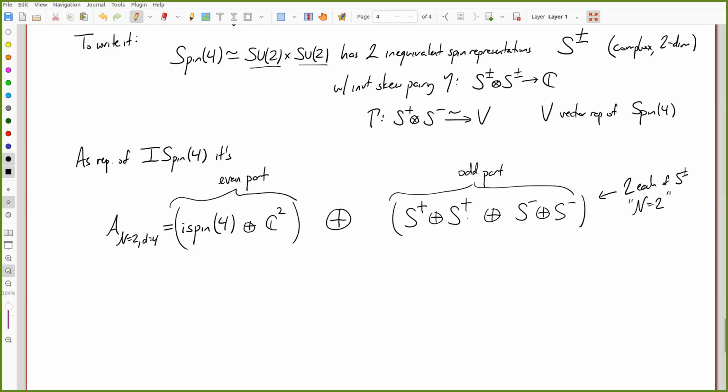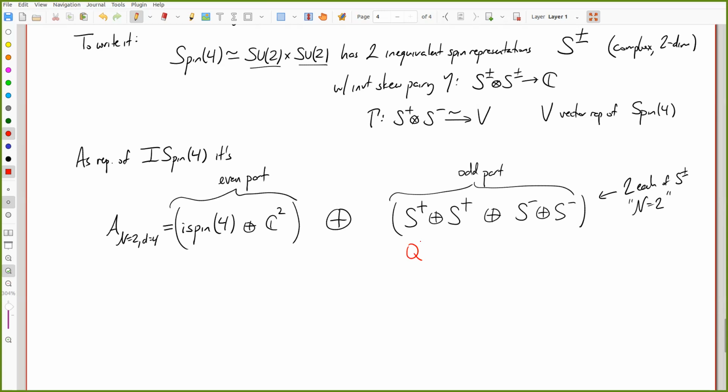So there's a similar thing you can do where you just take 1 copy of S plus and 1 copy of S minus. Then it would be n equals 1 supersymmetry. And I guess I'll just write what the algebra actually is, and then I'll finish. We can pick up next time. So let me give the generators names.